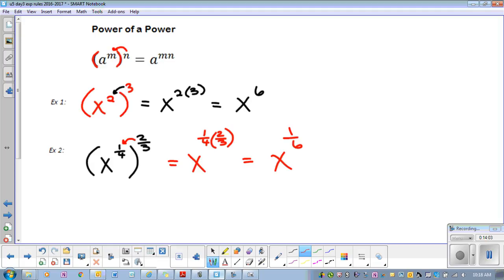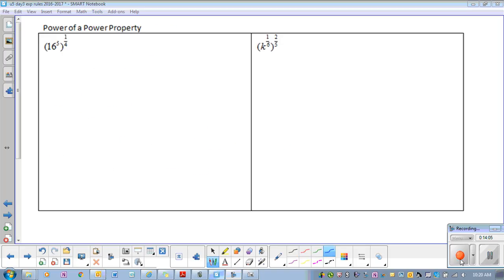Okay? Questions about this? I'm going to go to the white practice sheet, and we're going to try some of these power of a power property problems. So I have 16 to the 5th power, and then raised to the 1/4 power. You get 5/4. Did you multiply the 5 times 1/4? Yeah. Perfect. So then you get 16 to the 5/4.